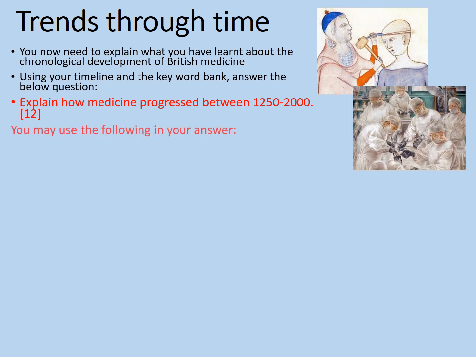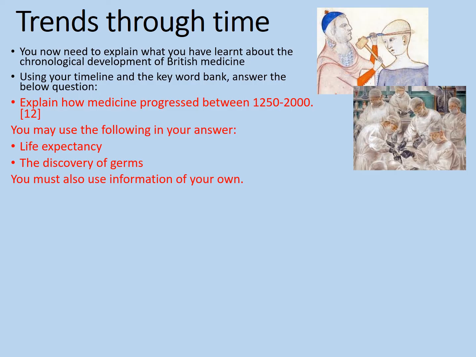Now, the Edexcel exam will give you 2 stimulus points or clues to help you with each question. You may use the following in your answer: life expectancy and the discovery of germs. However, to get all 6 marks for knowledge, you will need to include information of your own as well. So if there are 6 marks for knowledge, that means there are 6 for your analysis as well. It's really important to link your answer back to the question about how medicine progressed.